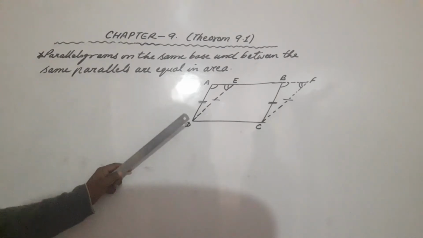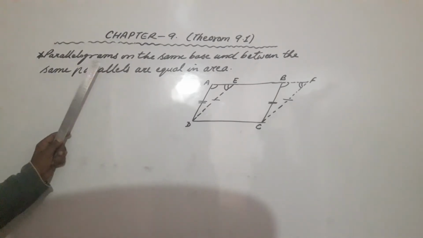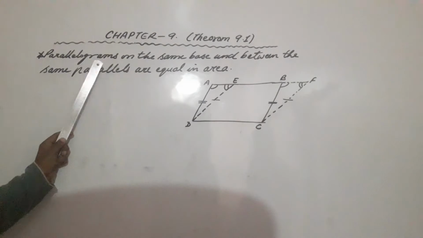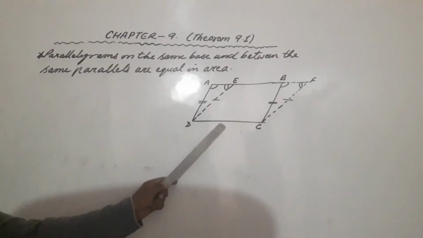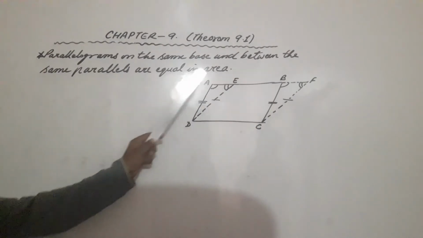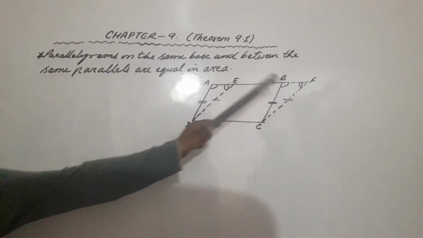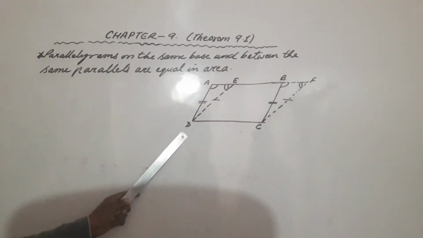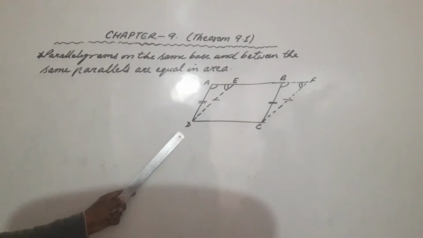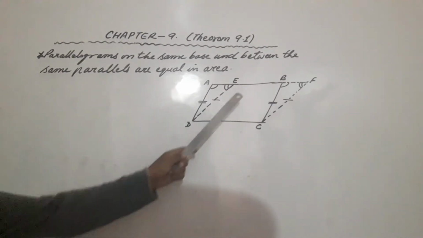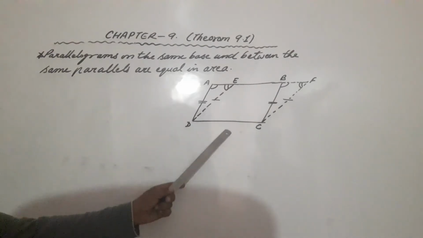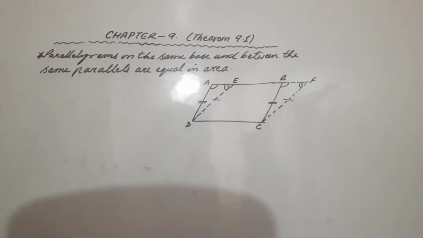As you can see in the figure itself, it states that we have to prove that the parallelograms on the same base... If you see here, there are two parallelograms. Number one, the parallelogram is ABCD, and the other parallelogram is EFCD. Now what do we have to prove here? We have to prove that these two parallelograms which lie on the same base and between the same parallels are equal in area.